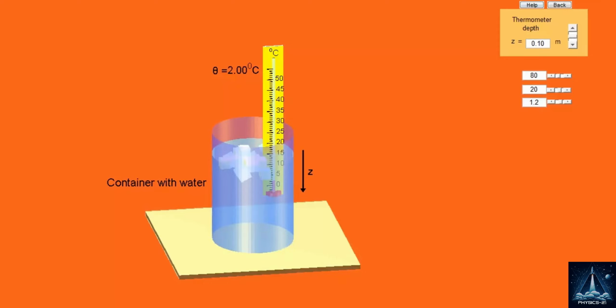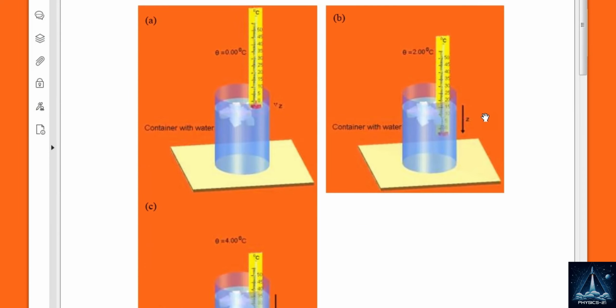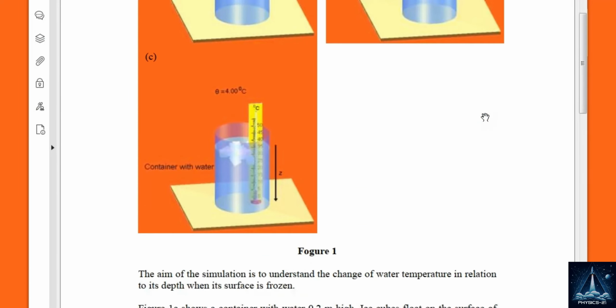The aim of the simulation is to understand the change of water temperature in relation to its depth when its surface is frozen. The simulation shows a container with water of 0.2 meters high. Ice cubes float on the surface of the water.